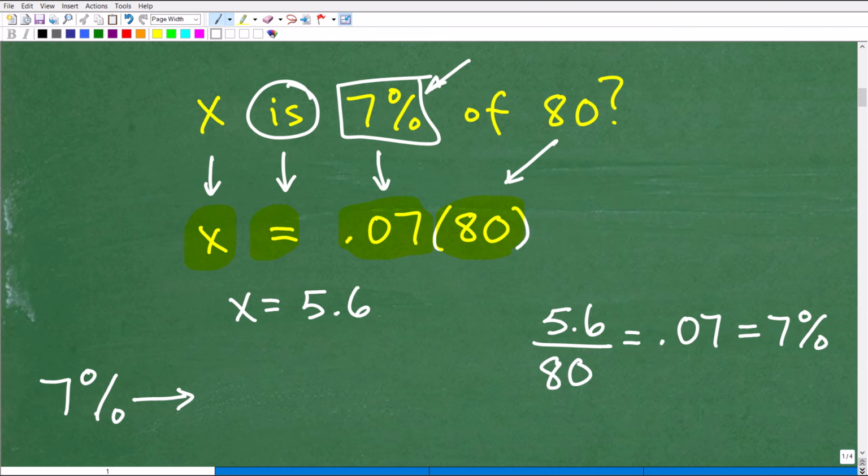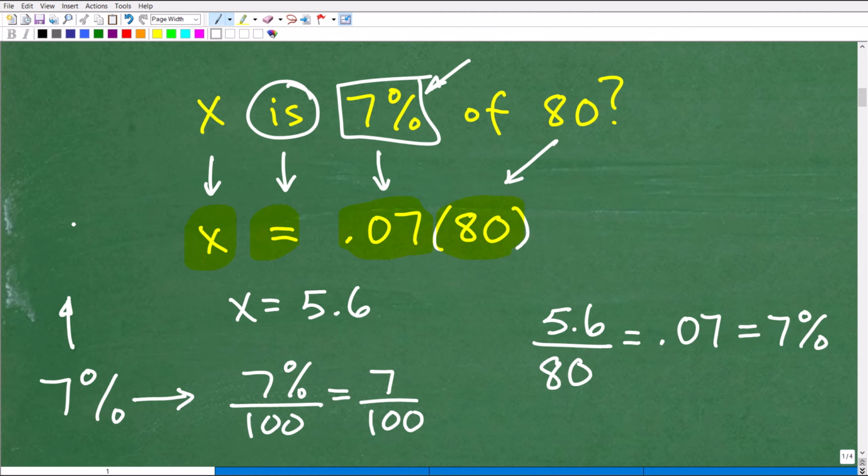Okay, how do you go from a percent to a decimal? Well, there's two things you can do here. You can take the percent and divide by 100, so this is equivalent to the fraction 7 over 100. Or you could take this percent here, 7.0%, and move the decimal point 2 places to the left, so you would get 0.07.